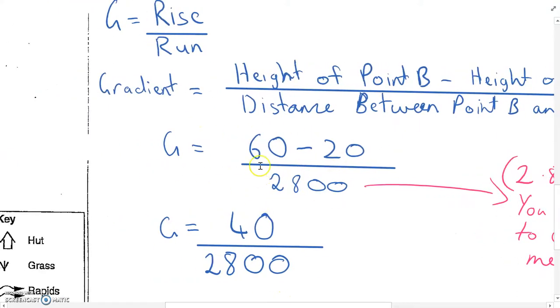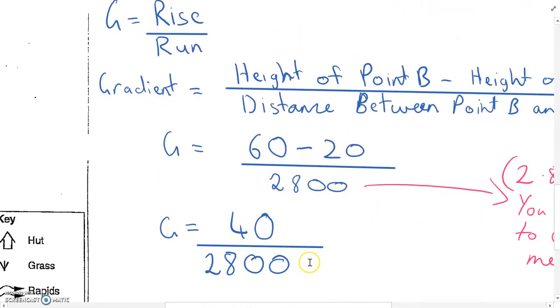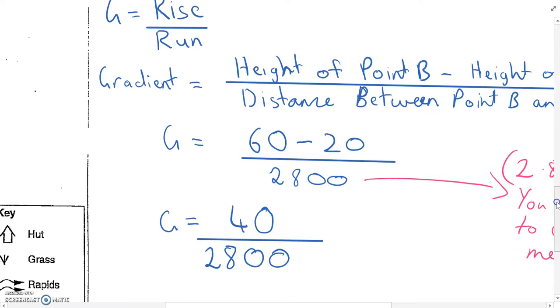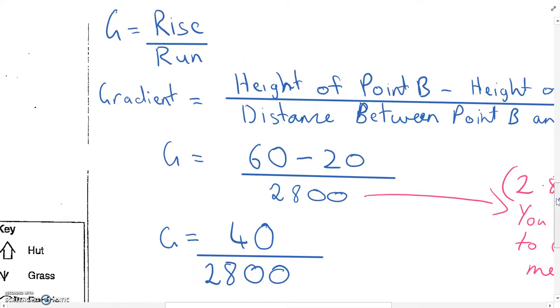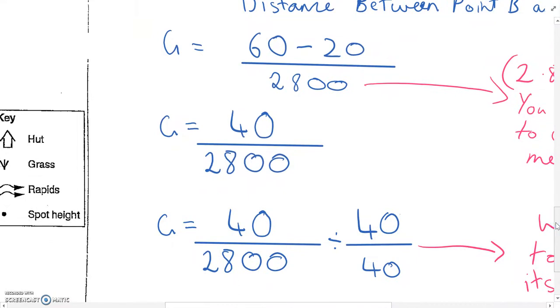So 60 minus 20 is 40. So the gradient equals 40 over 2,800. But we need the top number to equal 1, because that's the standard unit of measurement for any gradient. So we want to get that down all the way to 1. The best way to do that is this: we divide the top and the bottom by the same number. So that same number needs to be 40.